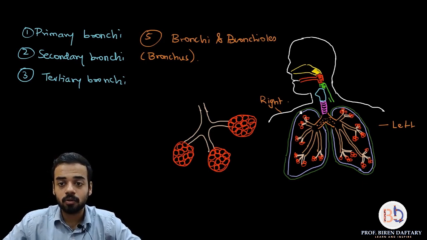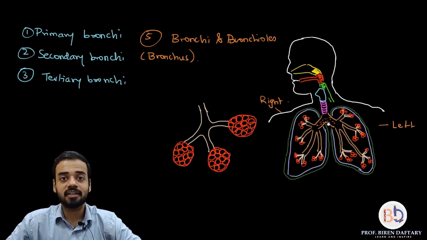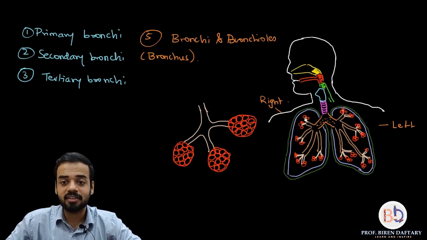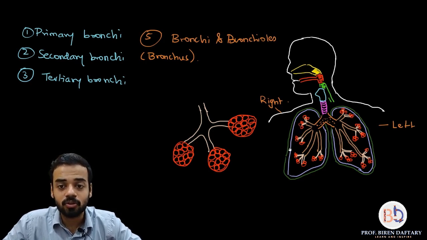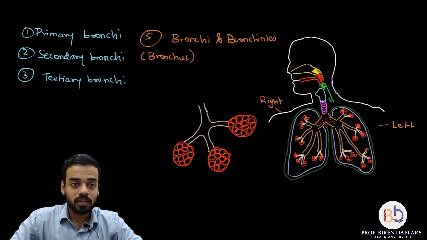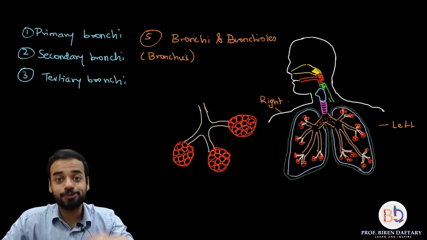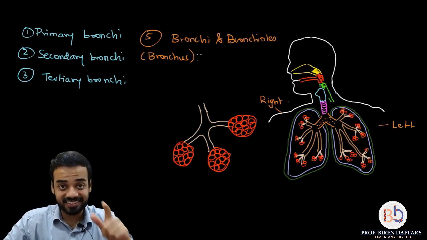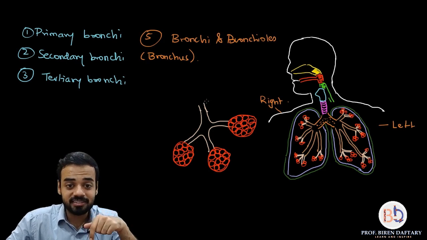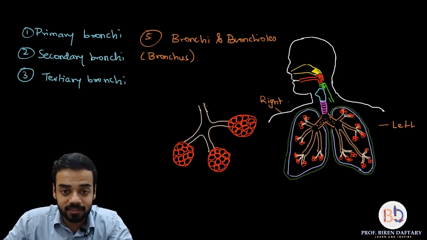Is this clear? Primary bronchi, is that clear? Secondary bronchi, is that clear? Tertiary bronchi, is that clear? Now the tertiary bronchi are also further divided. See, the division doesn't end over here. So just see this diagram now. Now let us take this diagram.